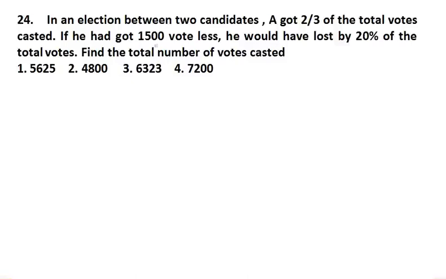Here it is saying that there were 2 persons in the election, A and B. This is the total vote, 3 is the total vote, and out of the total vote A got 2. A got 2 means B will get 1, and the total vote is obviously the sum, which is 3. Fine.